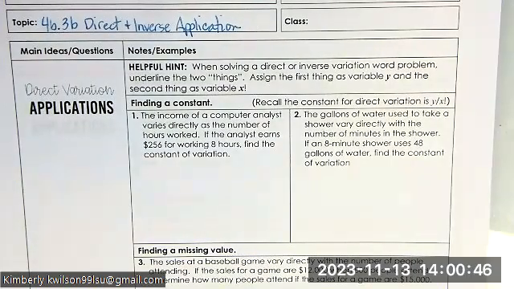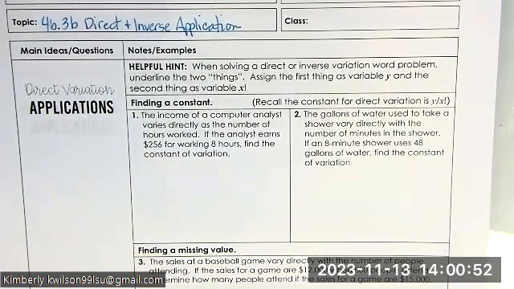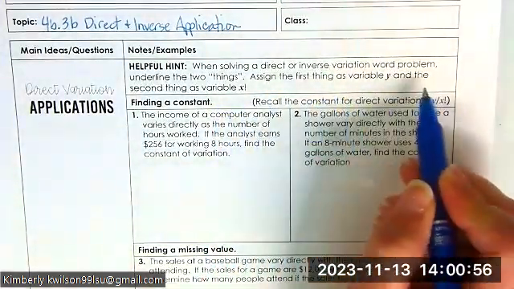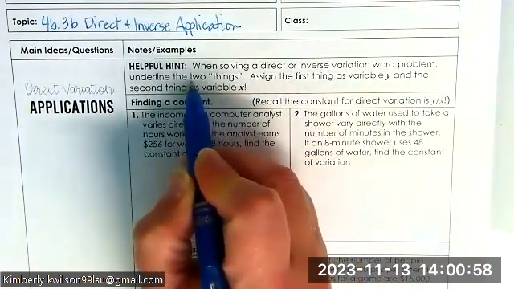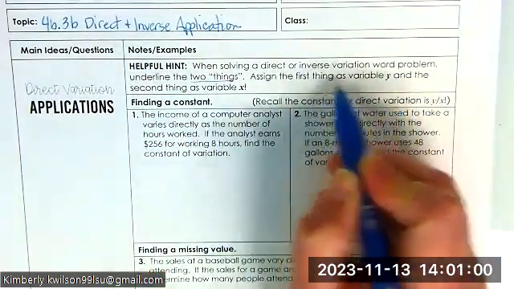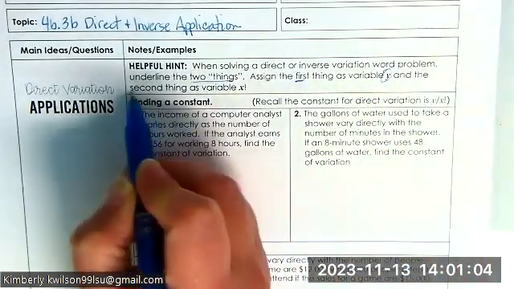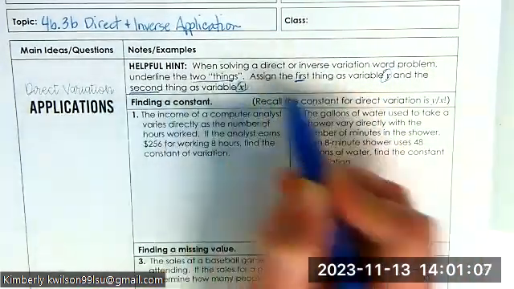Today, guys, we're going to discuss direct and inverse application word problems. So the big thing we're going to deal with here is, when solving a direct or inverse variation word problem, underline the two things, assign the first as variable y and the second as variable x.